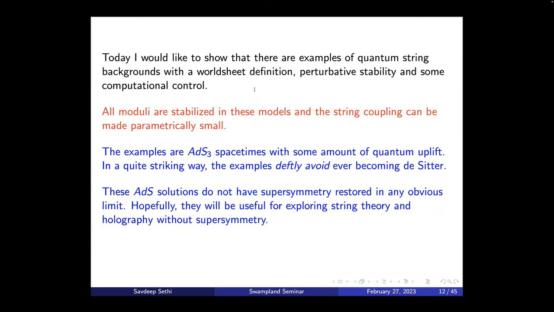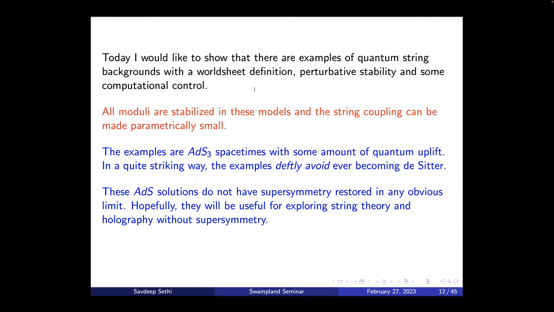So today I want to show you that there are examples of quantum string backgrounds with a worldsheet definition. They're perturbatively stable and they have some computational control. You could in principle compute loops. All the moduli are stabilized in these models. That's very hard to do in general. And so I'm kind of happy to have a case with no moduli and a string coupling that can be made parametrically small. The examples are all going to be in three dimensions.